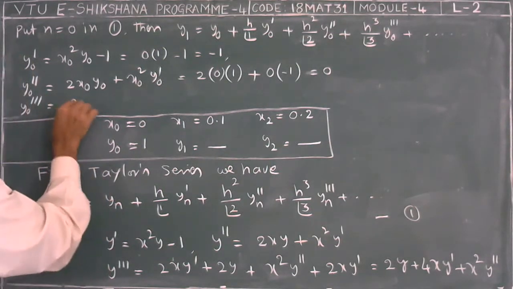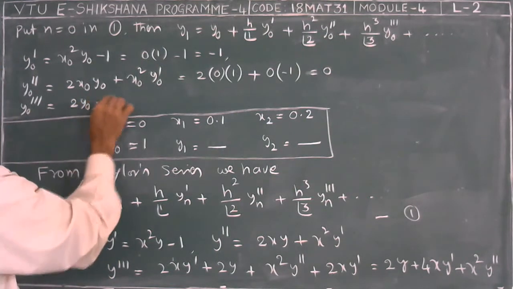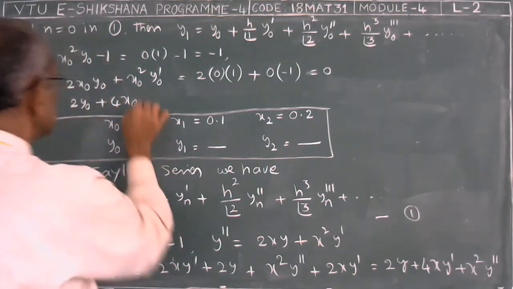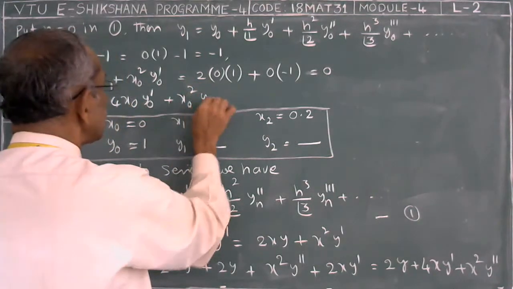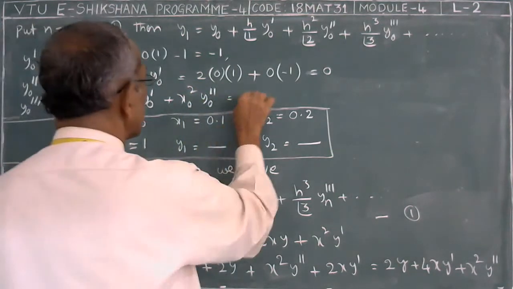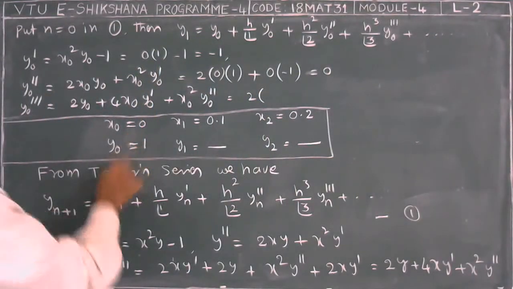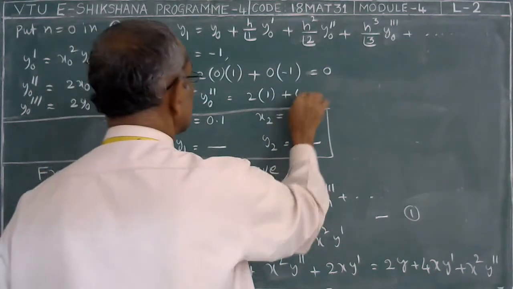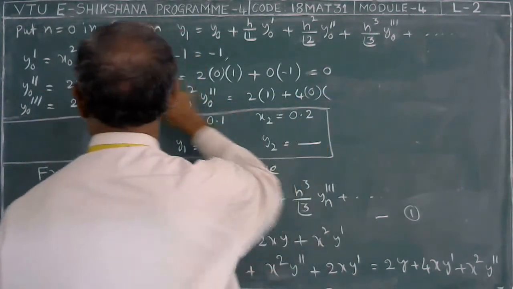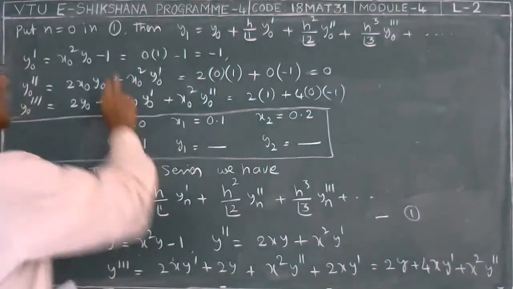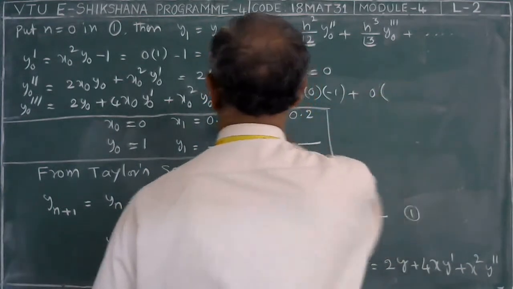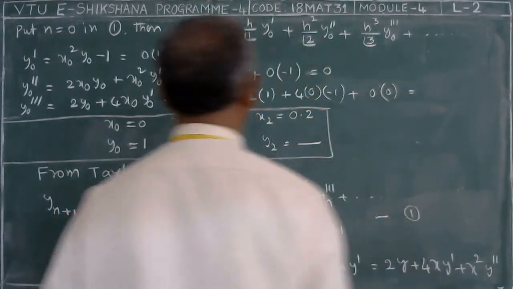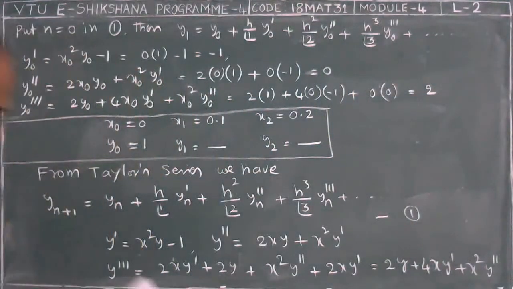Then y0 triple dash is 2 into y0 plus 4 into x0 y0 dash plus x0 square into y0 double dash. So this is equal to 2 into y0. y0 is 1, 2 into 1 plus 4 into 0 into y0 dash, which is minus 1, anyway it is 0, then plus x0 square, that is 0 square is 0, y0 double dash is also 0. So this is going to be 2. Alright.